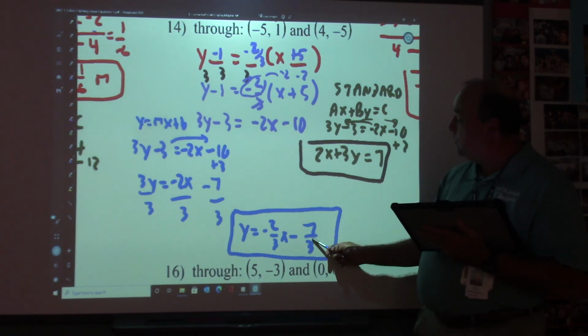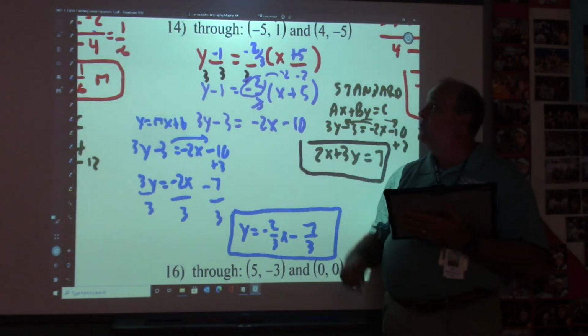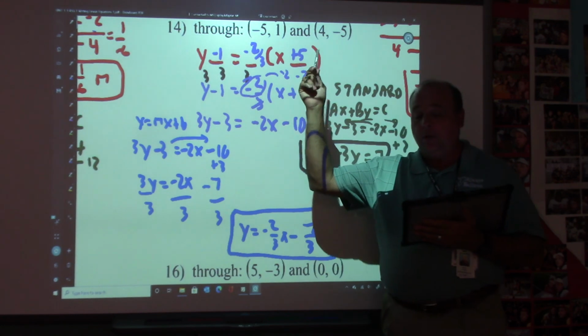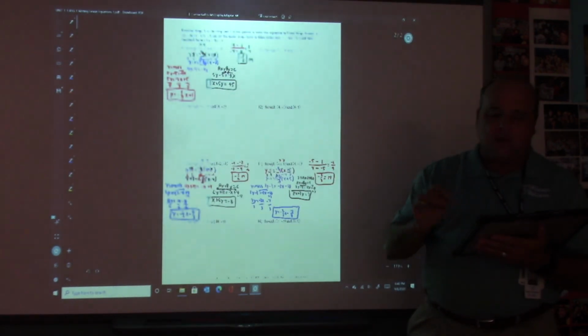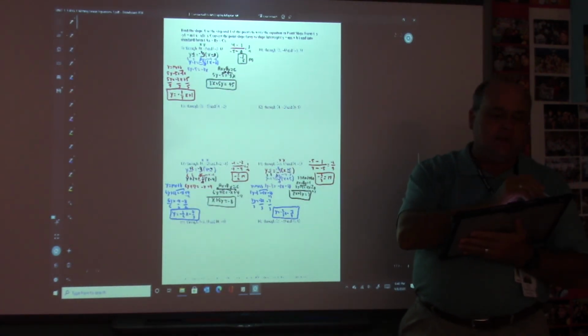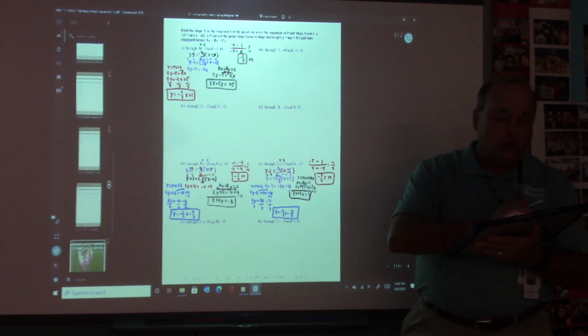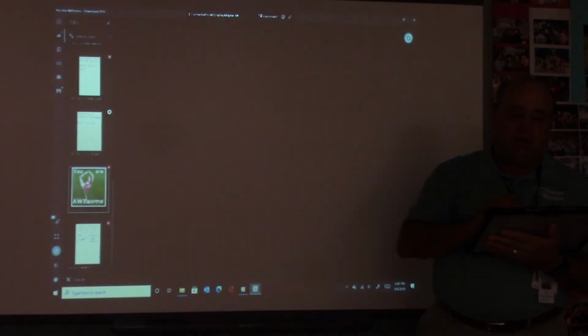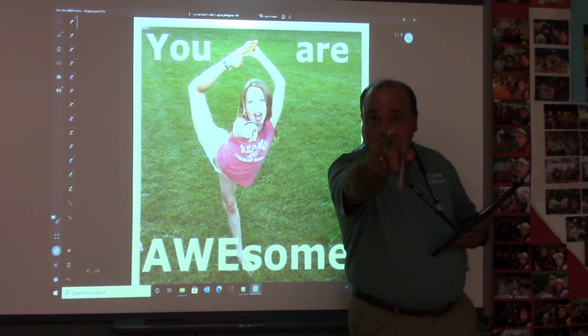That would be my slope intercept. This will be my point slope. So you got 5 problems left, I think. Y'all can do this, work together. Remember, you are amazing. Always believe in yourself, and you are awesome.